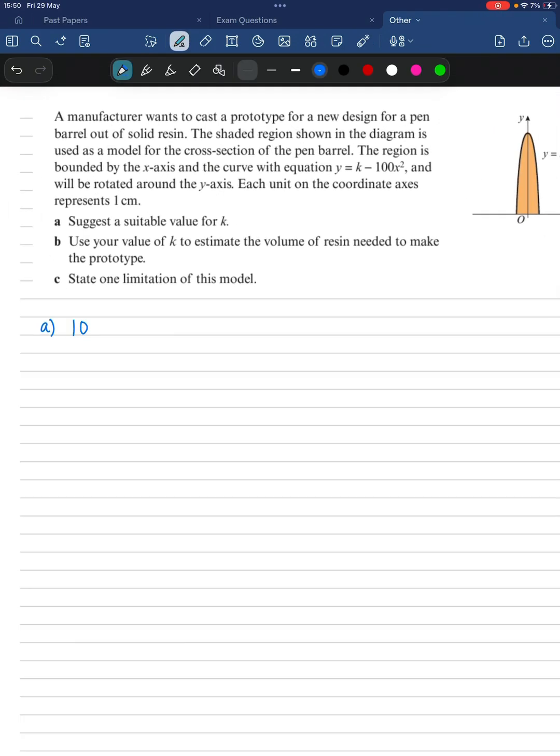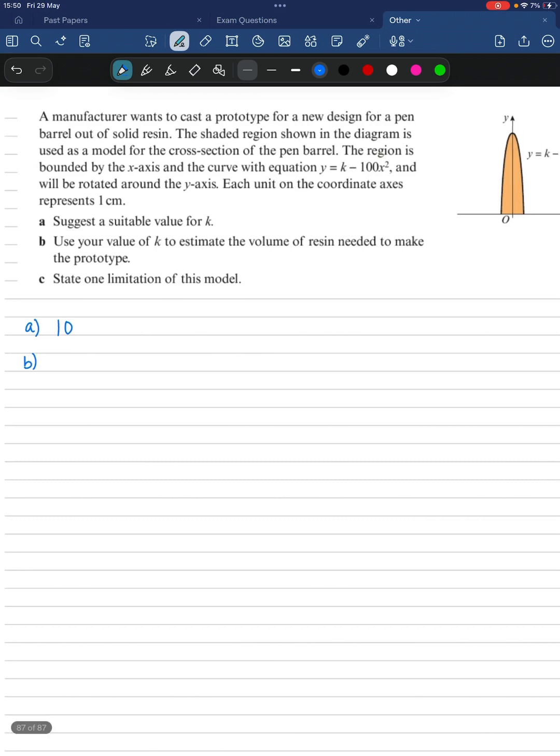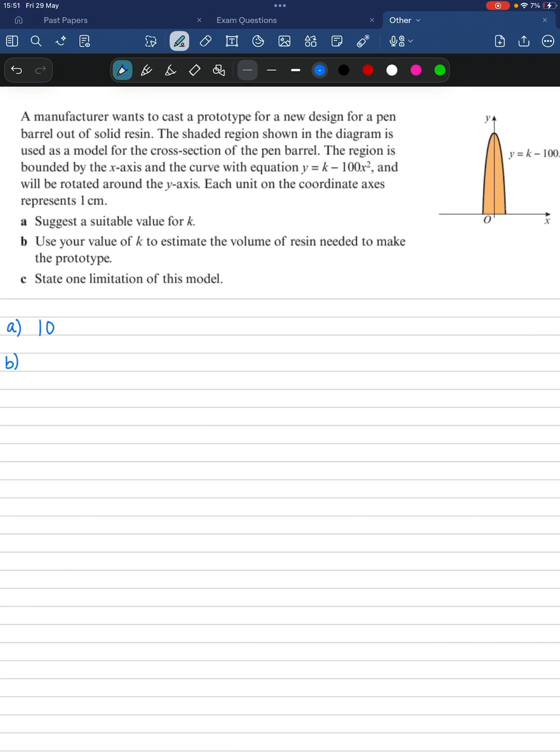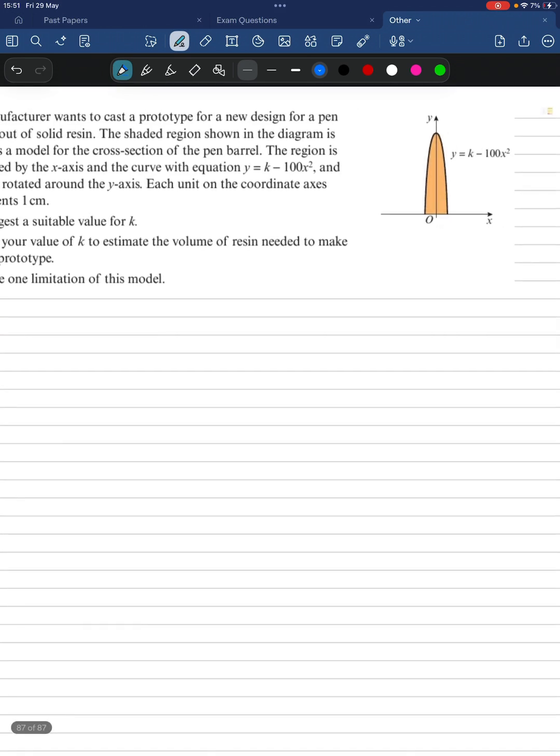Okay, so part B. Use your value of k to estimate the volume of resin needed to make the prototype. Since we are finding the volume by rotating about the y-axis, we're going to use pi times the integral of x squared dy. So first we need x squared. If we rearrange, y is equal to 10 minus 100x squared, so 100x squared is going to be 10 minus y. So x squared is going to be 1/10 minus 100th y.